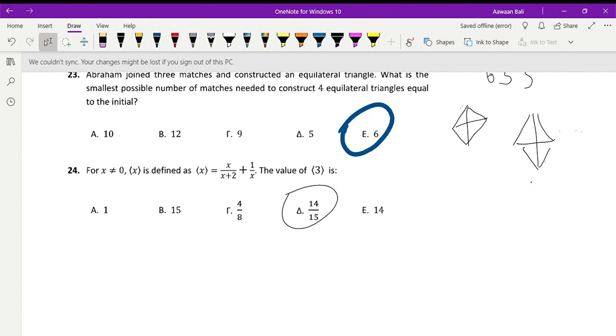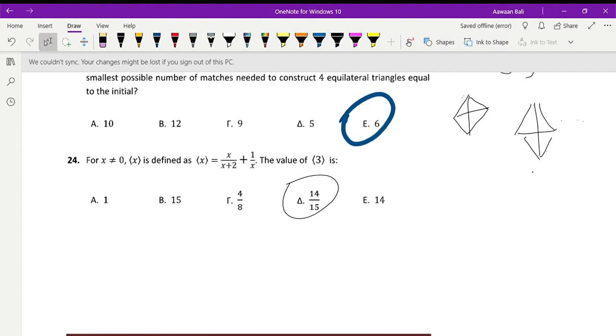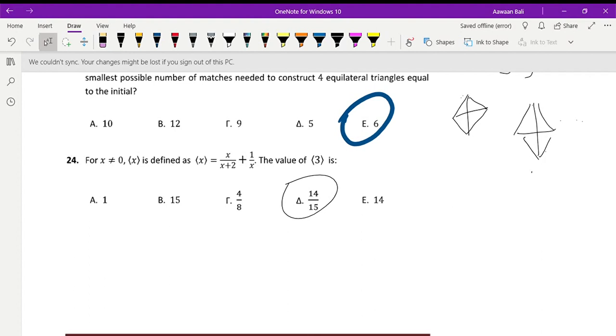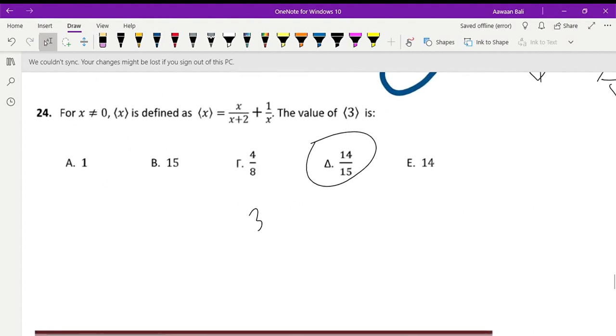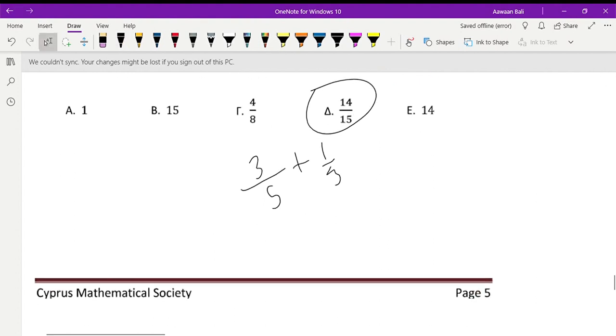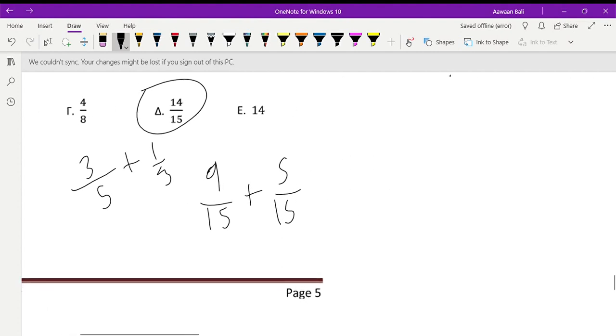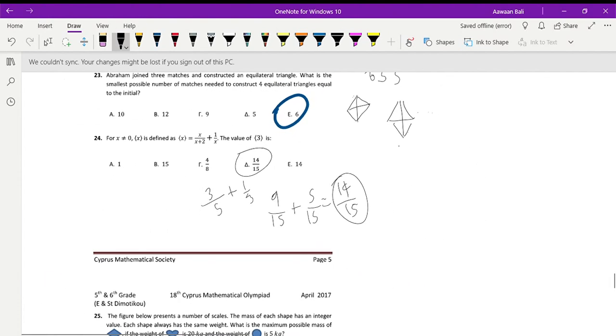Question number 24. For x unequal to 0, x in brackets is defined as x divided by x plus 2, plus 1 upon x. The value of 3 in brackets is, okay, so we have 3 upon 3 plus 2, which is 5, plus 1 upon 3. The LCM is 15, and that's the first common multiple you can get. So 5 times 3 is 15, 3 times 3 is 9, 3 times 5 is 15, so 1 times 5 is 5, 9 plus 5 is 14 upon 15. So the answer is delta 14 upon 15.